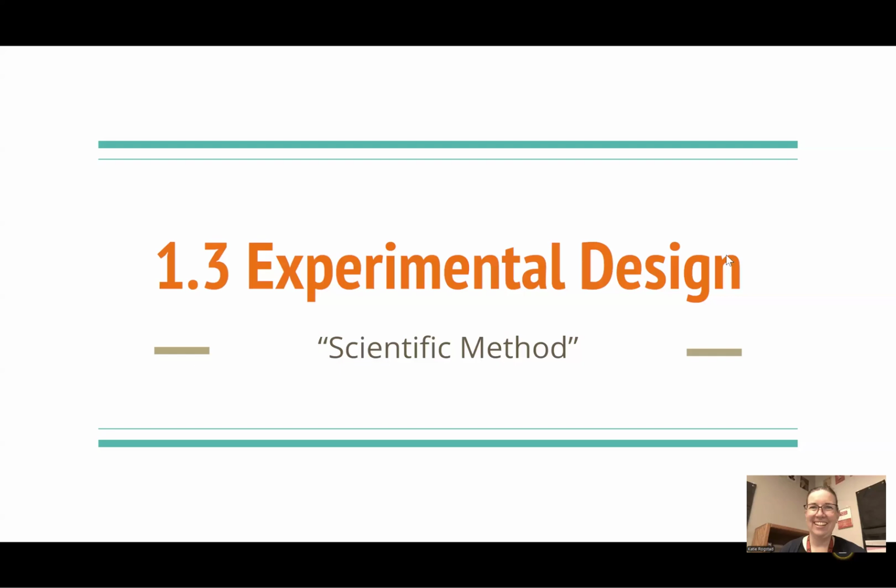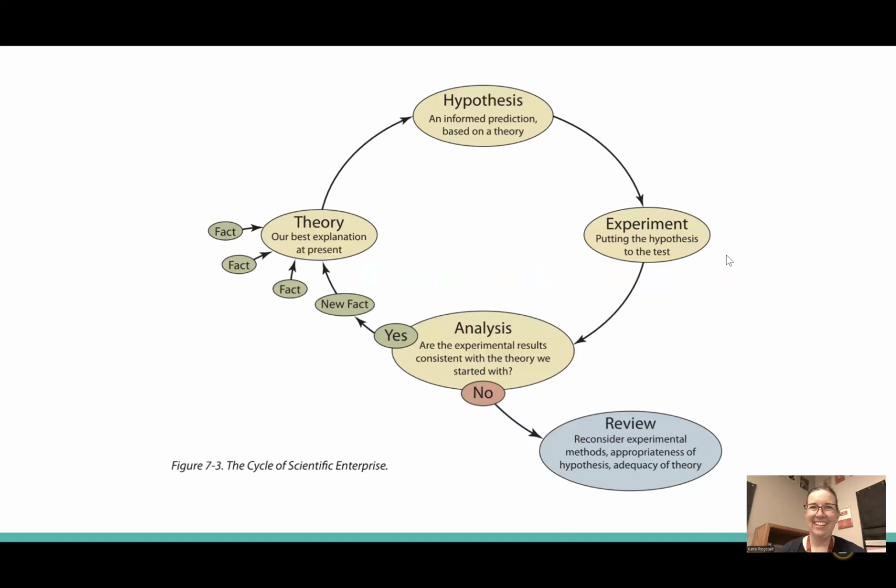Okay, so moving on. Yesterday, we talked about the cycle of scientific enterprise. And as a review, in this scheme, we have a theory, which is the best explanation at present. We have a bunch of facts that back that up. Our theory enables us to make a hypothesis, which is an informed prediction that asks the question how that theory might work in a different situation.